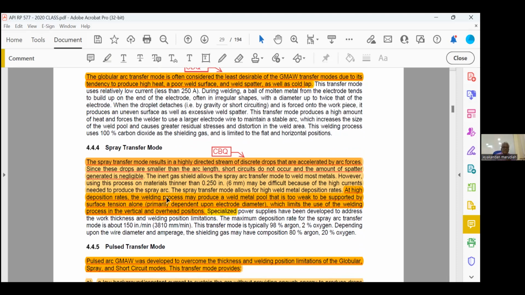Then the 5th line. At high deposition, the welding process may produce a weld pool that is too weak to be supported by the surface tension, which limits the use of the welding process in the vertical and overhead positions. So it is very difficult to weld in the vertical and overhead.